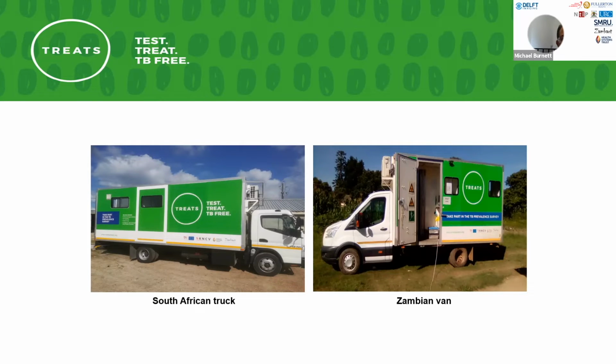So the pictures just indicate the size differences. On the left, we have the South African truck, and on the right, we have the Zambian, which was slightly smaller, and this had some implications in terms of logistics and where the truck could move in South Africa. Next slide.